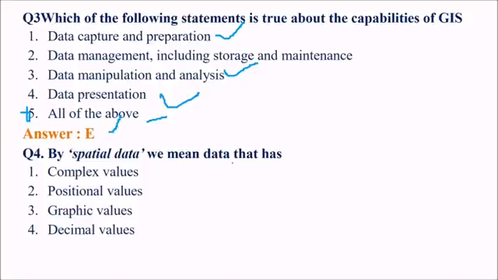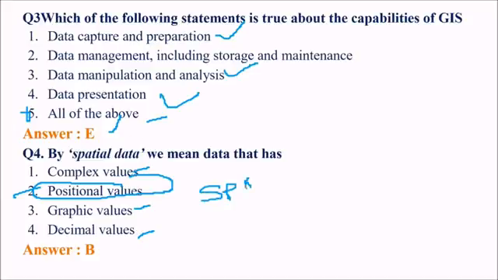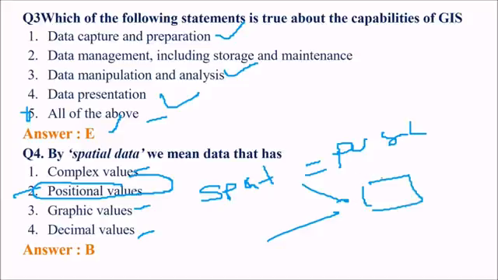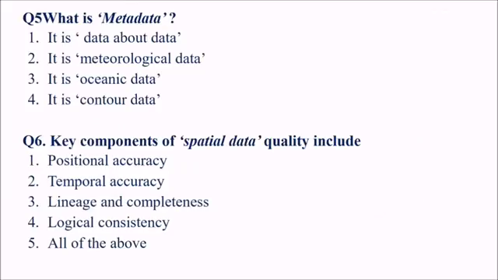By spatial data we mean data that has complex graphical decimal. Are they called it spatial data? The answer is positional value, because by spatial data we mean that we are talking about the positional value. Spatial data is equivalent to the positional value. We say the coordinate of this point is this, the location, the distance is this. So these are the size of any object. So the positional values we are talking about.